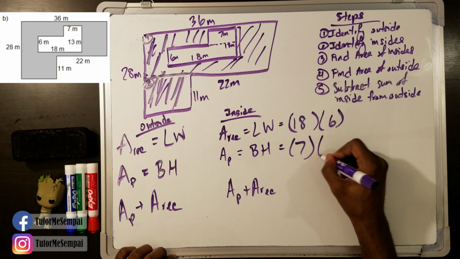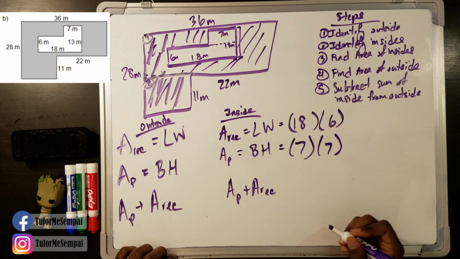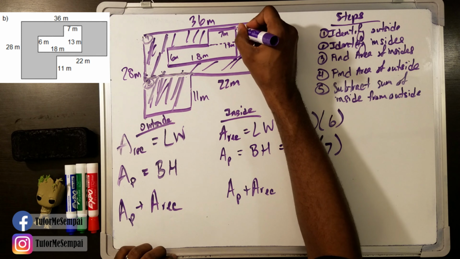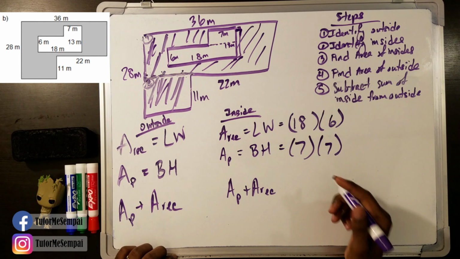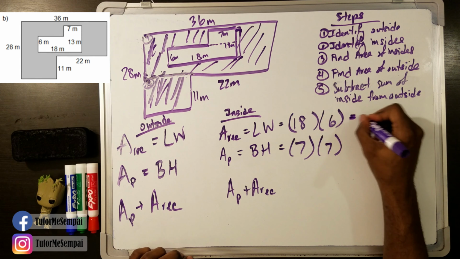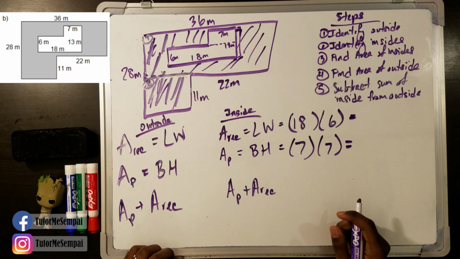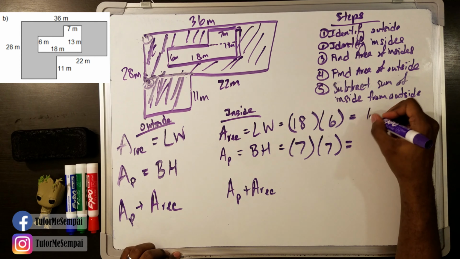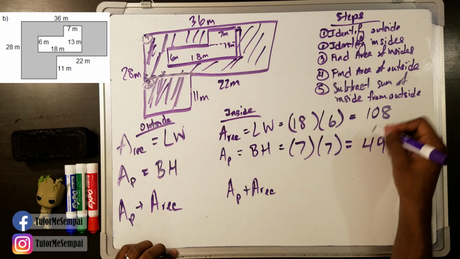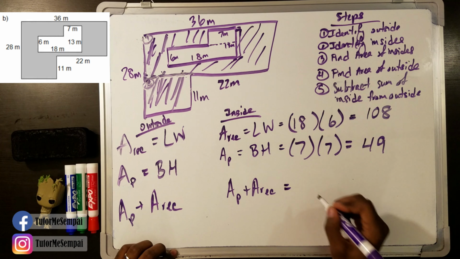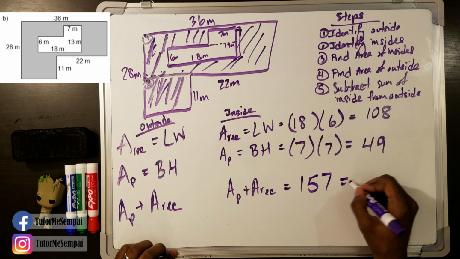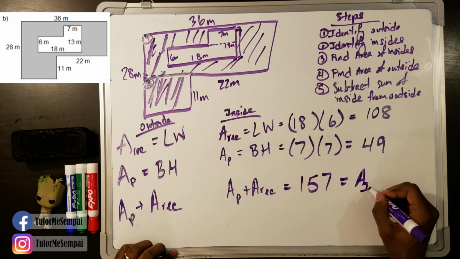Well, that's 7, right? 7 is left. So we know that this shape here has a 7 for its height. So this actually looks like it's a square. So when we multiply all of this, we get 18 times 6 and 7 times 7 to be 108 and 49. And when we add both of these areas together, we get 157. And that is the area of our inside.